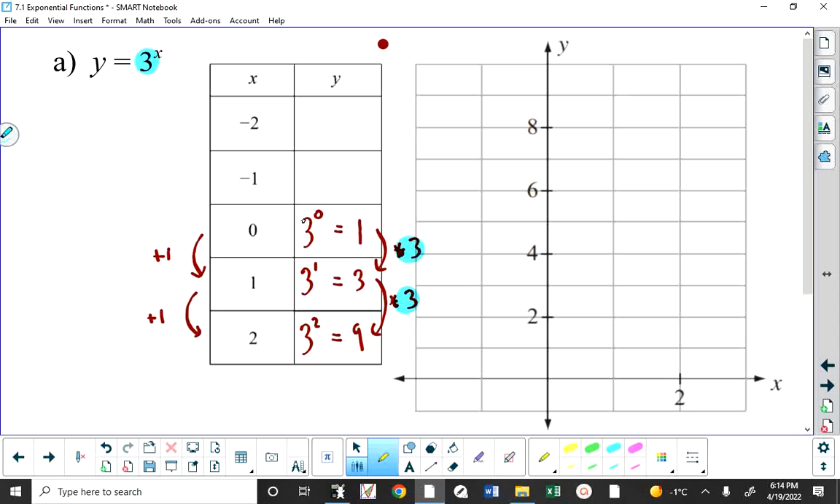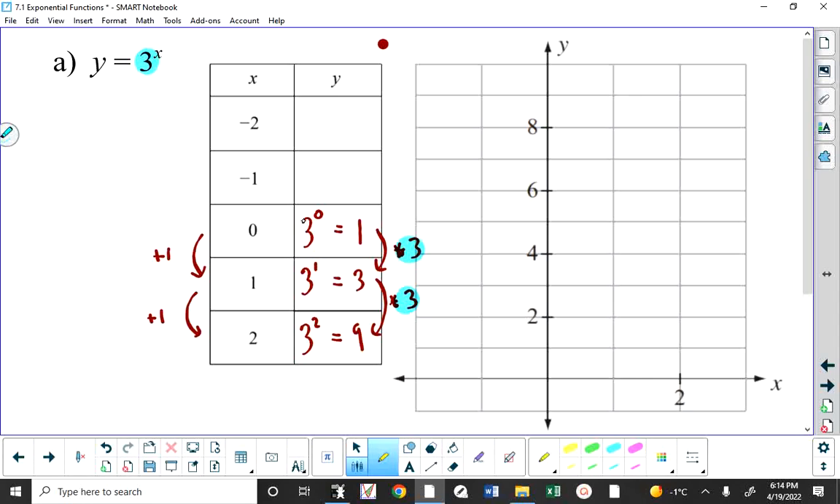3 cubed, which is 1 more for x, means 3 times 3 times 3. So there's an additional 3 there. What that means is if you go in the opposite direction, we should be able to divide by 3. And we can check that out.